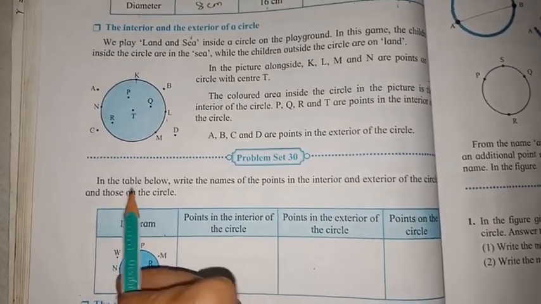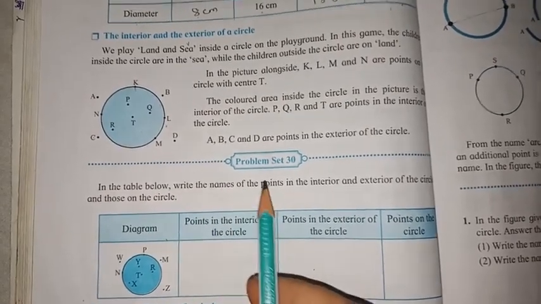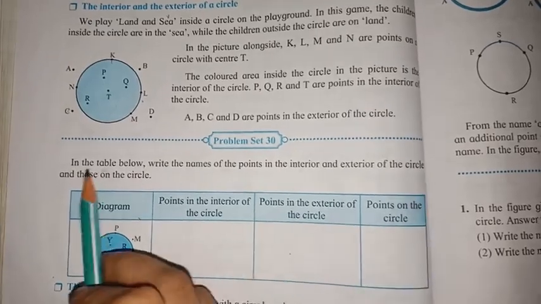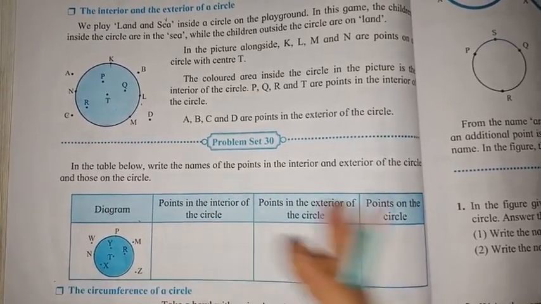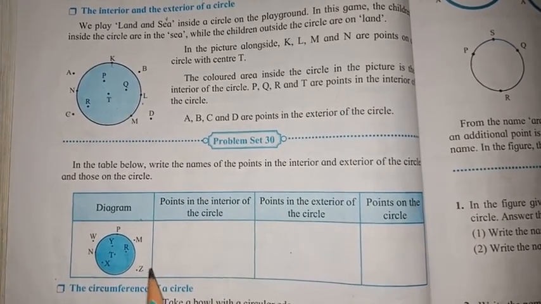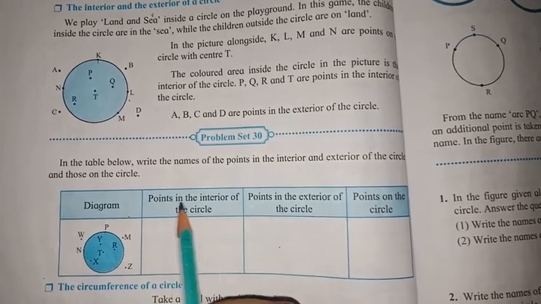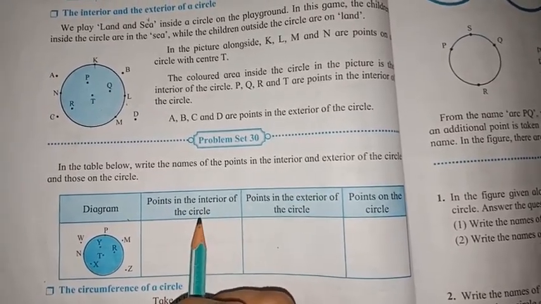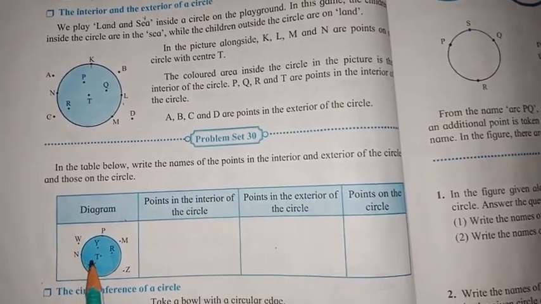Question is, in the table below, write the names of the points in the interior and the exterior of the circle and those on the circle, okay? So here table is given, so you can see this diagram, right? Now first one is points in the interior of the circle. Interior of the circle means circle के अंदर.